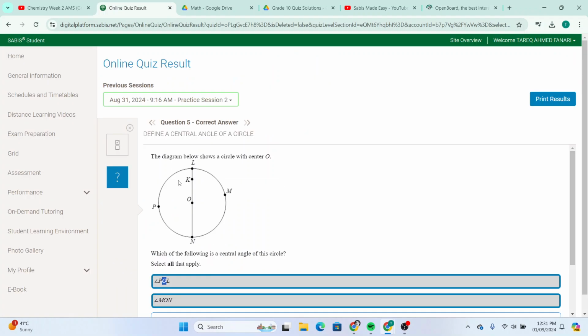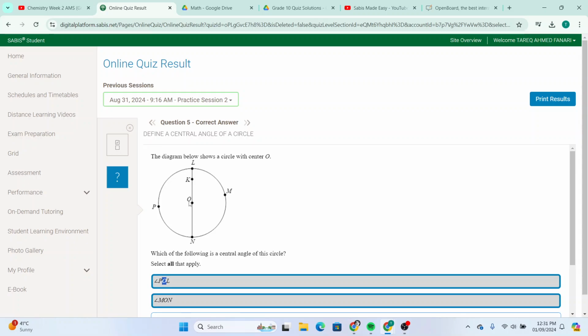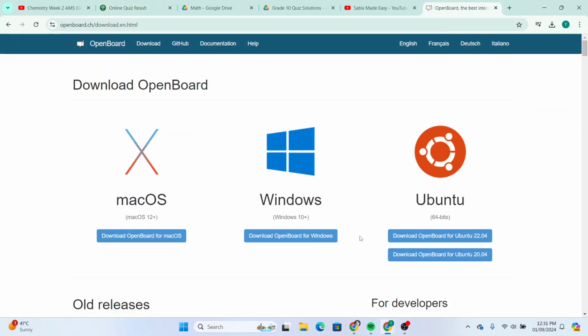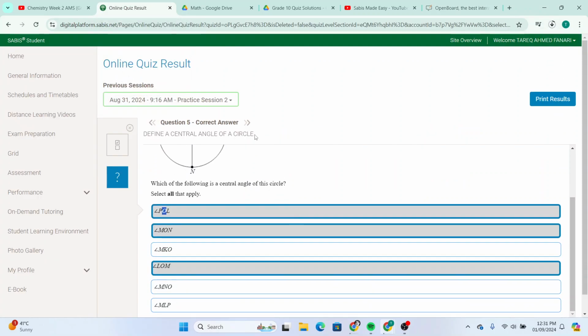So a central angle is basically any angle that passes through the center. So POL, yes. MON, yes. And LOM, yes, because as you can see, they all pass through O. Okay, now that's question 5 done.